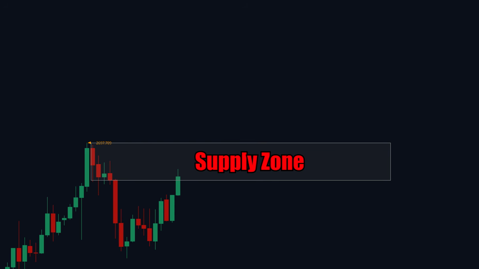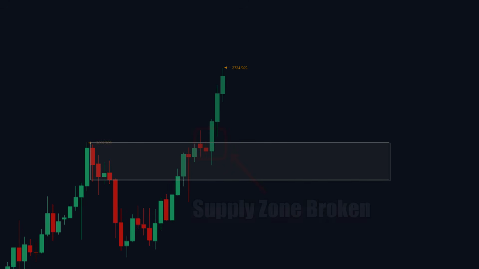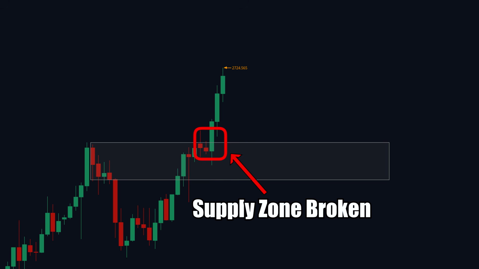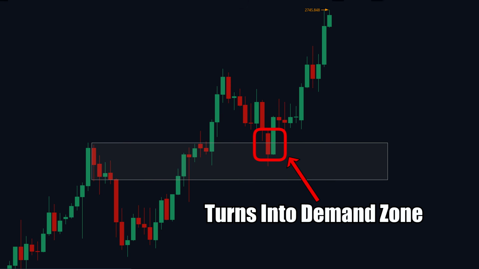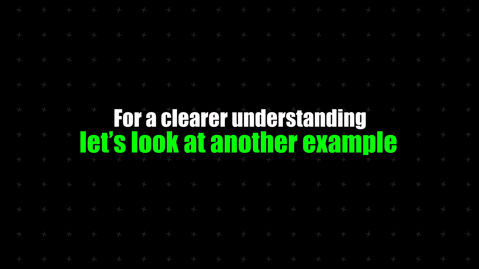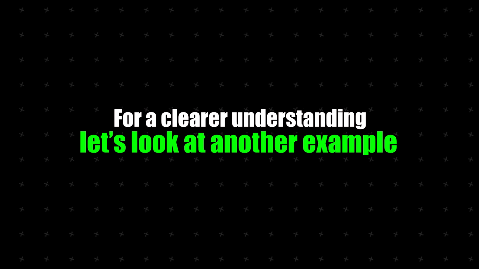This concept follows the same logic as demand and supply zones. When price breaks a demand zone without reacting to it, that zone often flips and becomes a new supply zone, and vice versa. The same behavior applies to fair value gaps. For a clearer understanding, let's look at an example.